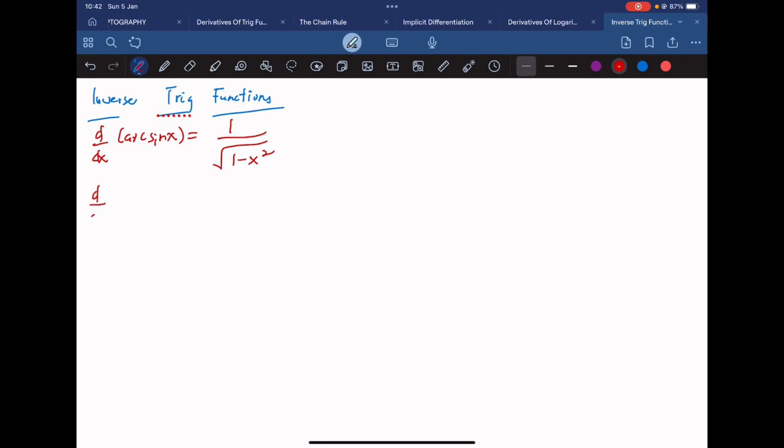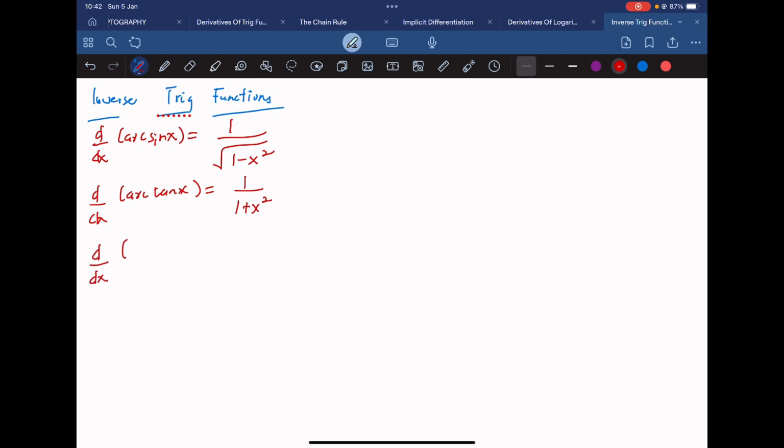Then the next has to do with arctan. Remember, arcsin, arctan, arccos is the same as sine inverse, tan inverse of x. They are the same, right? So you can write arctan or tan inverse. It all means the same thing. So if you differentiate arctan, you have 1 over 1 plus x squared.